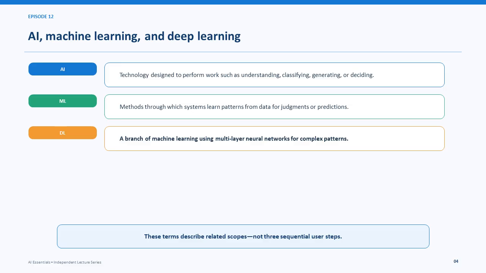Artificial intelligence is the broad field of machines performing human-like understanding or decision support. Machine learning develops patterns from data. Deep learning uses layered neural networks for complex patterns. These are nested concepts, not required workflow steps.